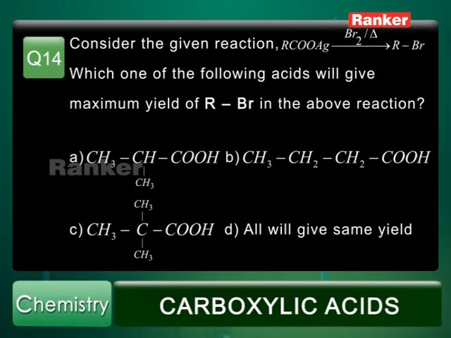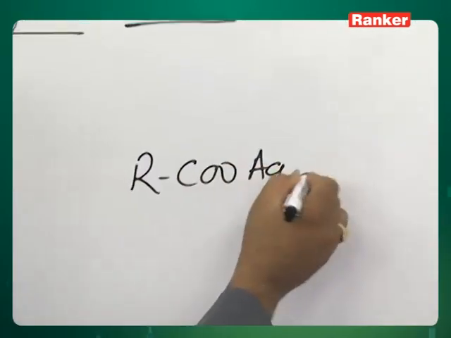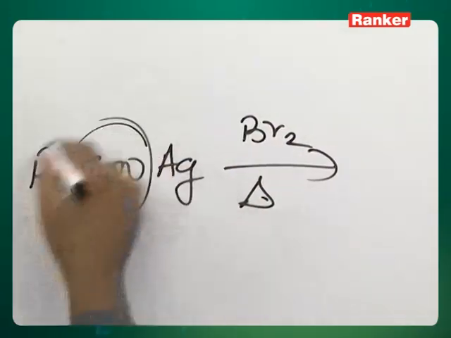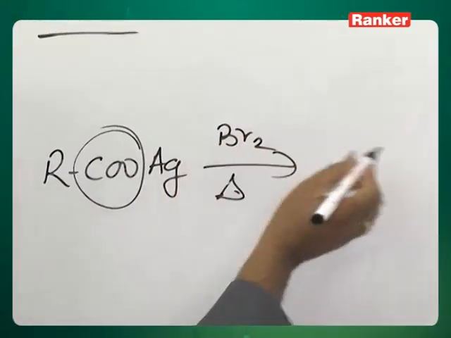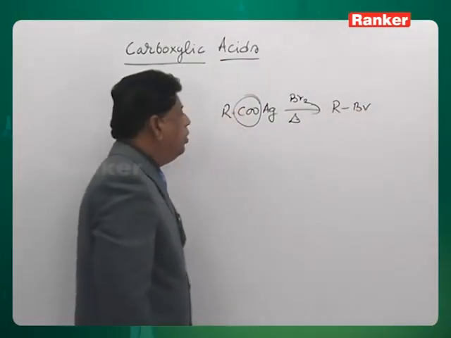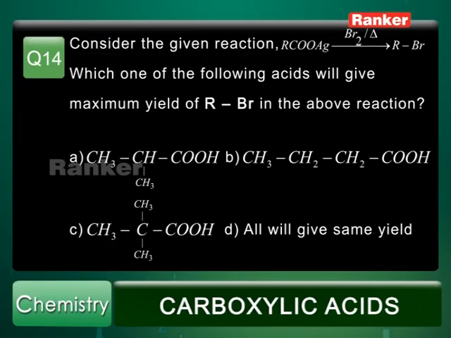Consider the given reaction, that is a silver salt of carboxylic acid is given, treated with bromine and heated. The CO2 will be lost and silver bromide is removed, 1 bromine comes here, alkyl bromide is formed. This is known as a decarboxylation cum bromination. It is a known reaction called the Hunsdiecker reaction. So which of the following acids will give the maximum yield, that is alkyl bromide, in the above reaction?